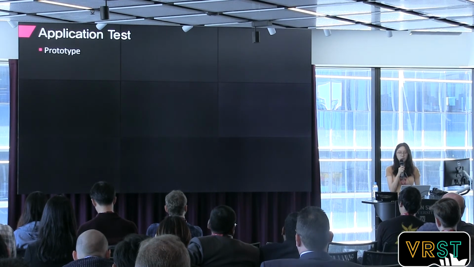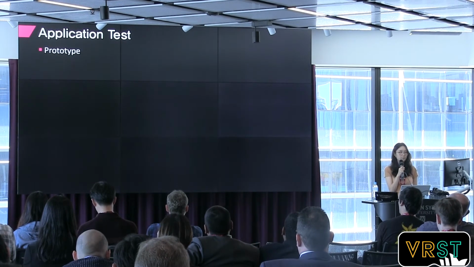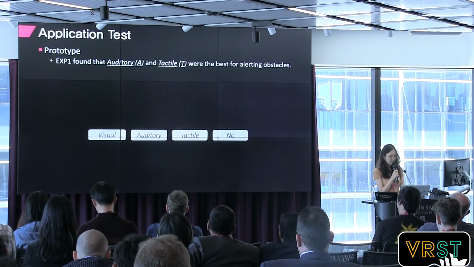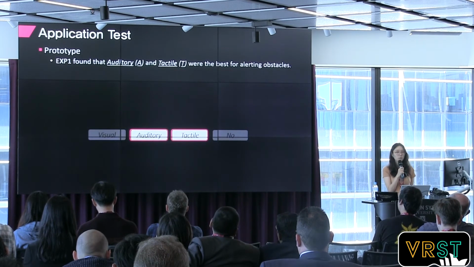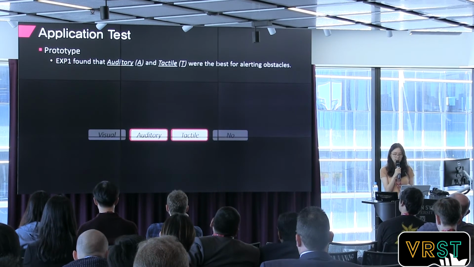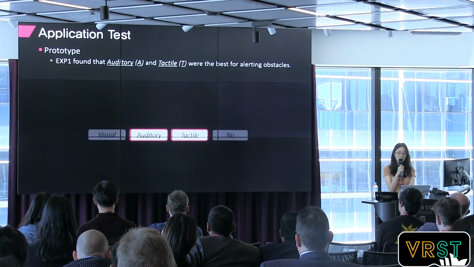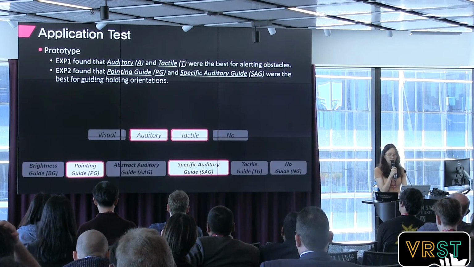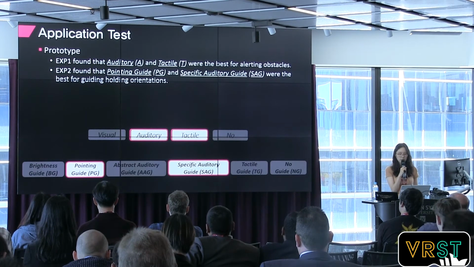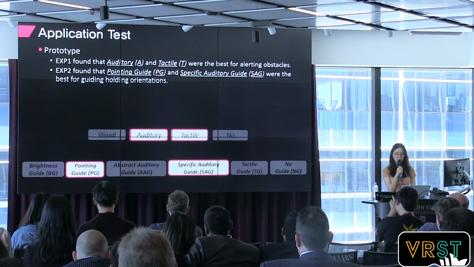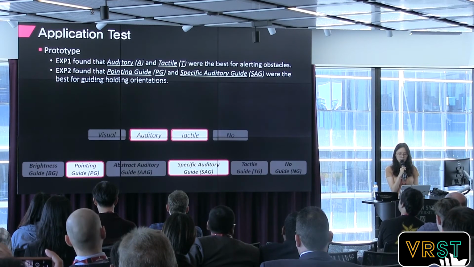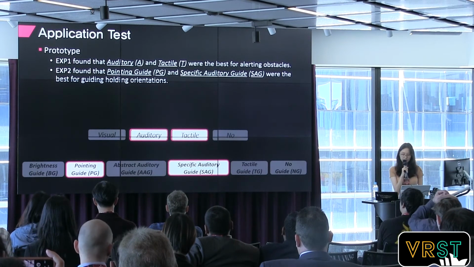Now lastly, we conducted an application test. Now let's make a quick recap. In experiment 1, we found that auditory and tactile were the best interfaces for alerting users of obstacles. Next, in experiment 2, we found that pointing guide and specific auditory guide were the best for guiding holding orientations.